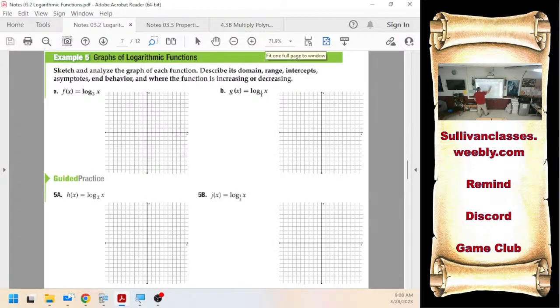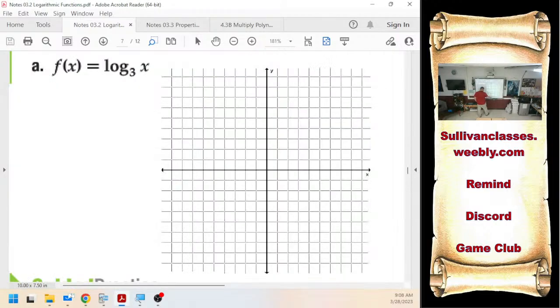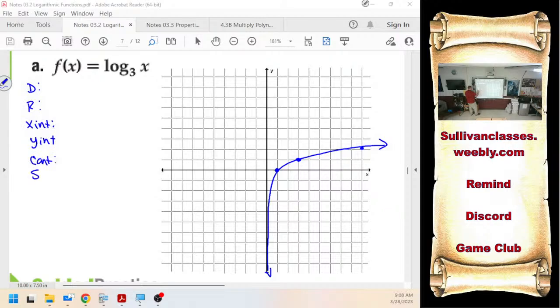Oh, we got to do the stuff. 3 to the 0, 3 to the first, 3 to the second. Domain, range, x-intercept, y-intercept. What else we got? Continuity, symmetry, increase, decrease, limit as x approaches a thing, limit as x approaches another thing.